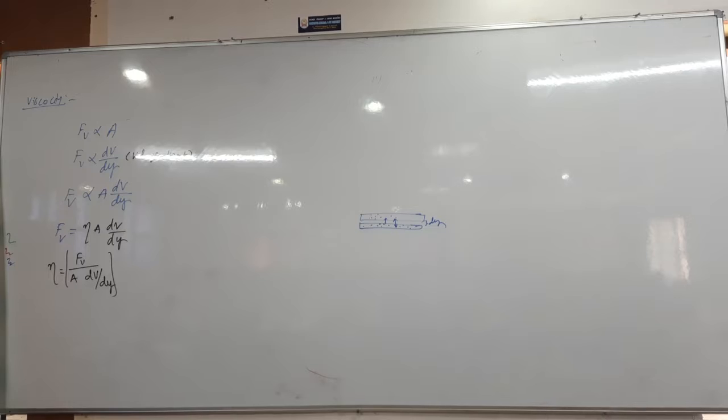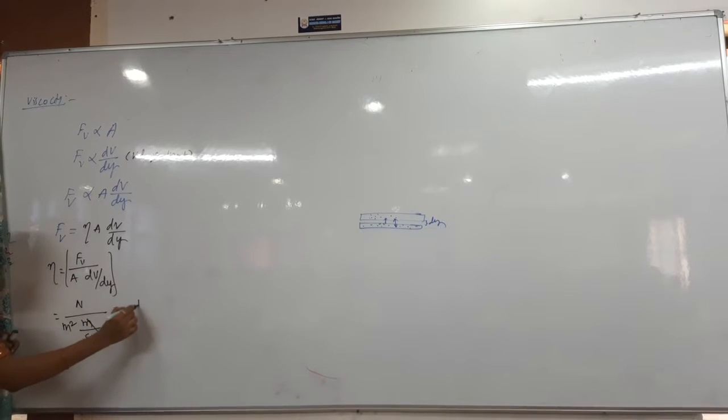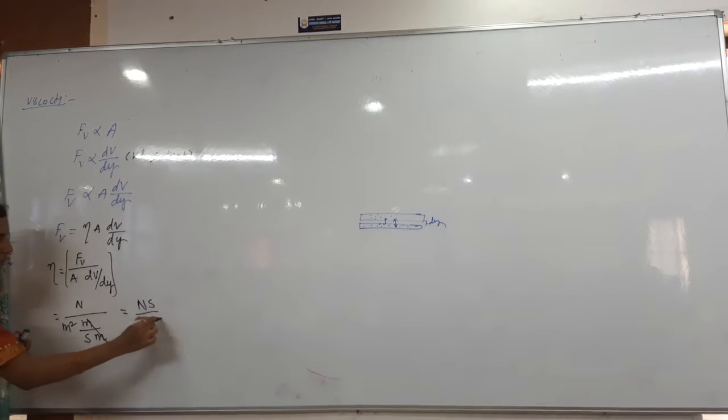I want to get the units of this. How to get the units? Force here is Newton, divided by area, which means meter square. Velocity, dv means velocity, meters per second, and then this is again distance only. Then meter gets cancelled here. Then what can I write this as? Newton second per meter square.